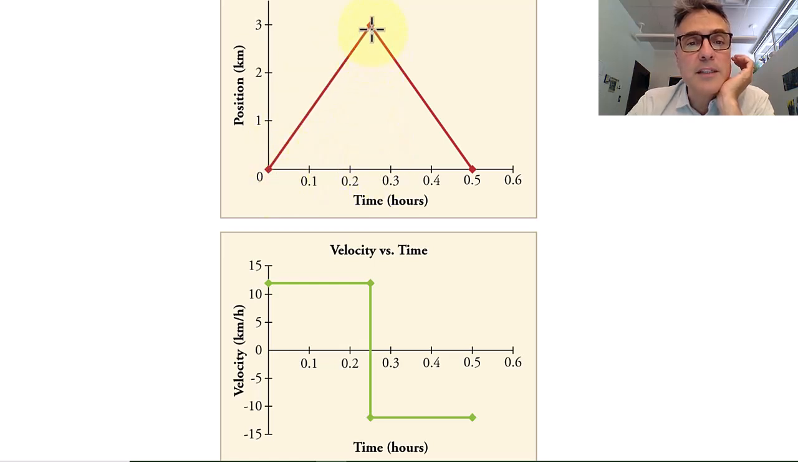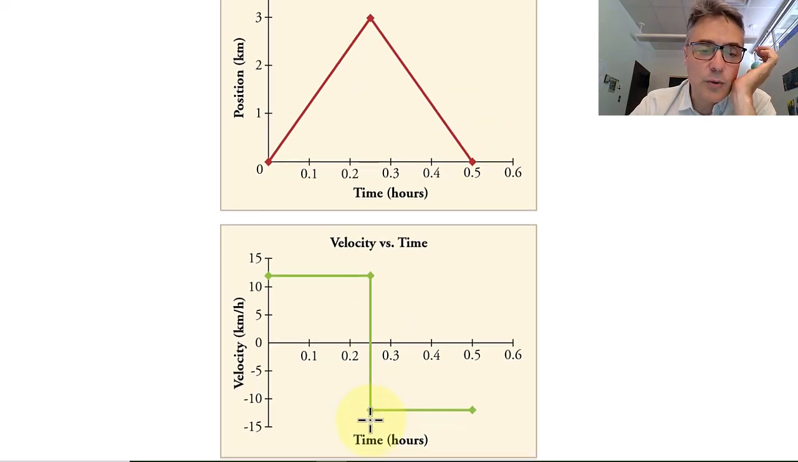All along here, there's a constant slope. The rise is 3 kilometers. The run looks to be about 0.25 hours. So 3 divided by 0.25 equals plus 12. So there's a plus 12 kilometers per hour until suddenly the velocity changes at this moment, and then the rise is now negative 3, and the run is again 0.25, so you get negative 12 kilometers per hour.